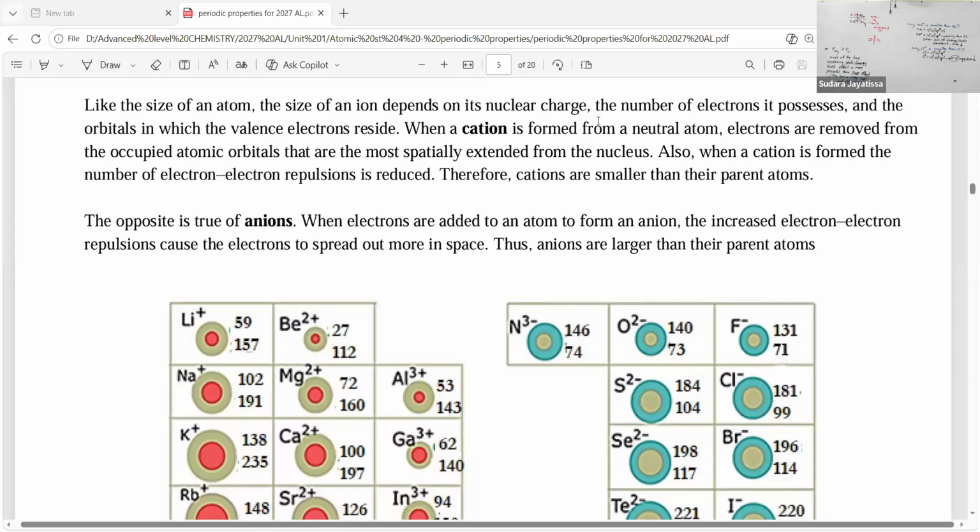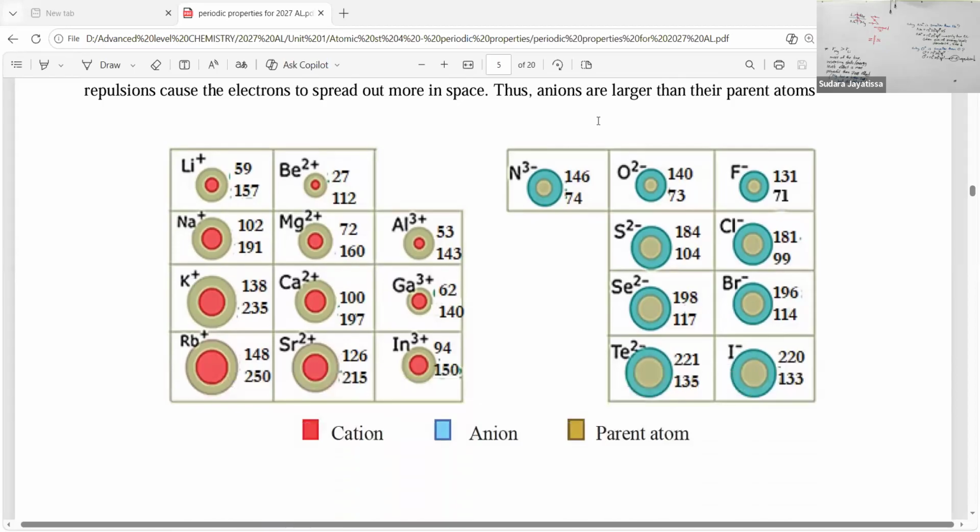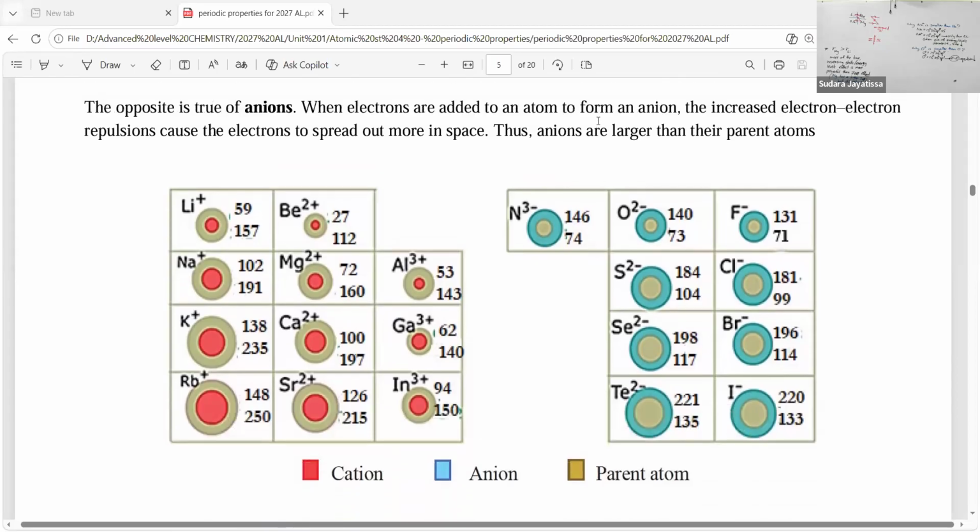Okay, what is the summary? The summary is anions are larger than the parent atoms, and cations are smaller than the parent atoms. If you want to explain them, talk about electron repulsion for both. And especially for cations, you can tell about energy level disappearance too. That happens also. Understand them clearly.